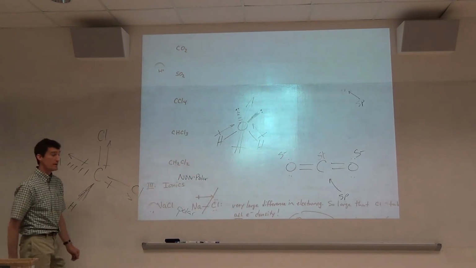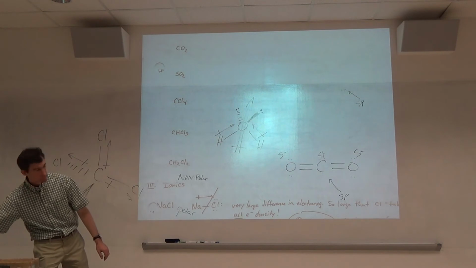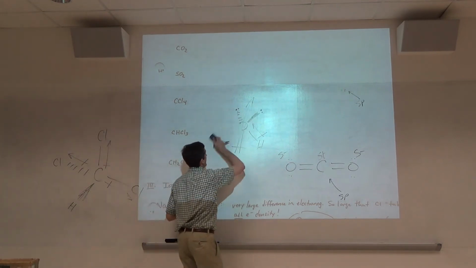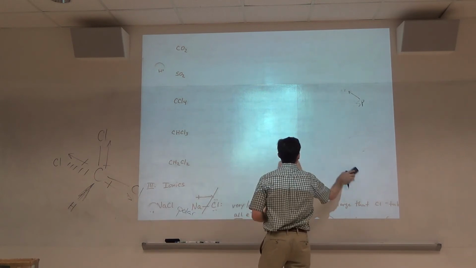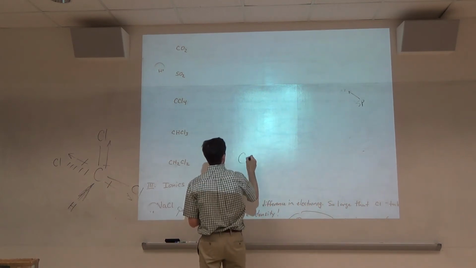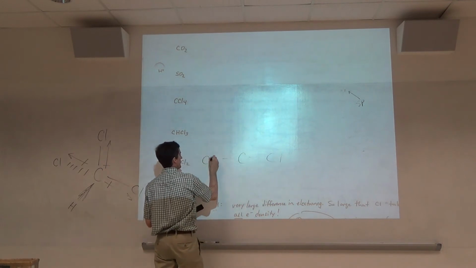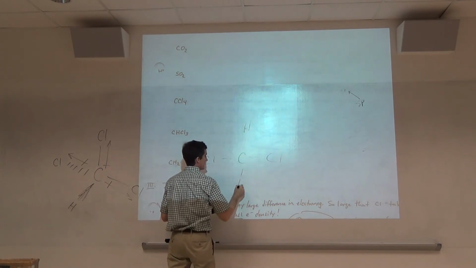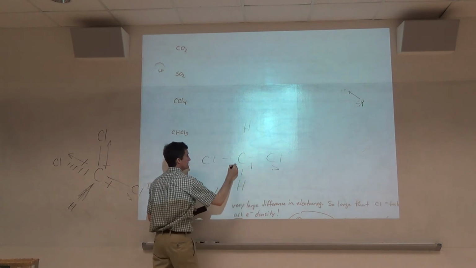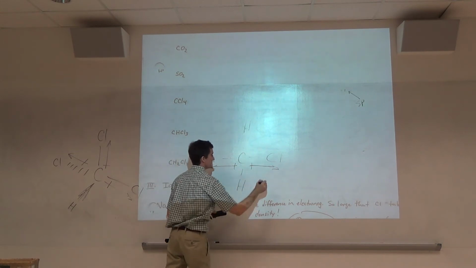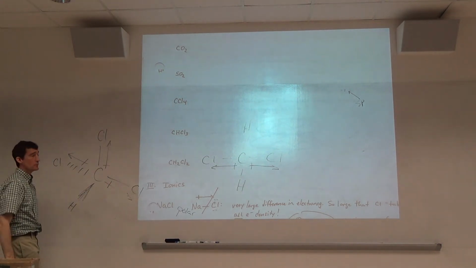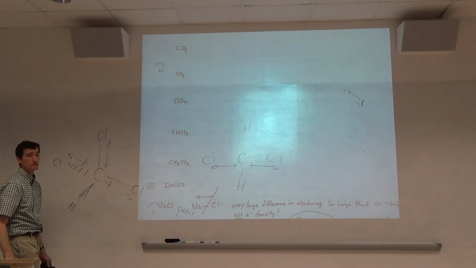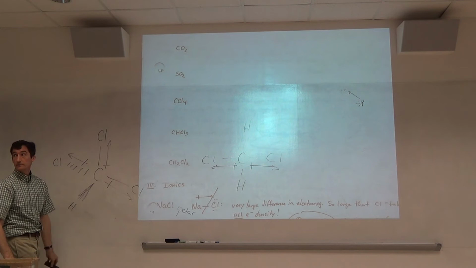CH2Cl2 is called dichloromethane. If you did not know the structure, you might say, hey, the chlorines are equal and opposite, it's not polar. But what's the problem with my structure? It's really tetrahedral. It's not planar.